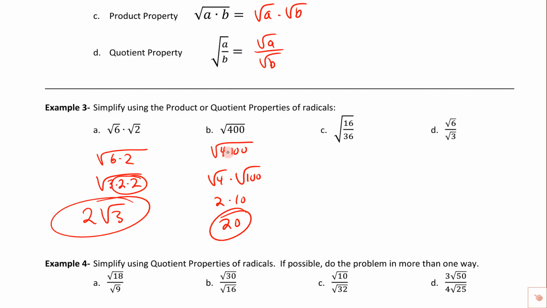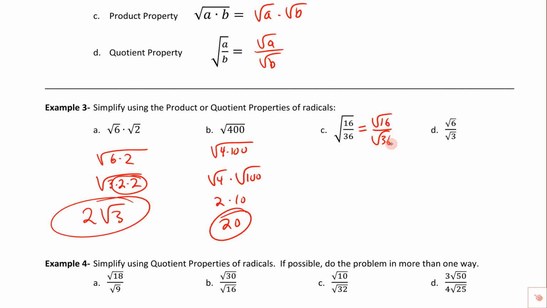We did that both ways, and let's take a look at this one right here. You'll notice that we've got the square root of 16 over the square root of 36. That is one big radical, so it's kind of written in this form right here. So let's see what happens. Rather than dealing with this ugly fraction that doesn't look like much fun, let's do the square root of 16 on the top and the square root of 36 on the bottom.